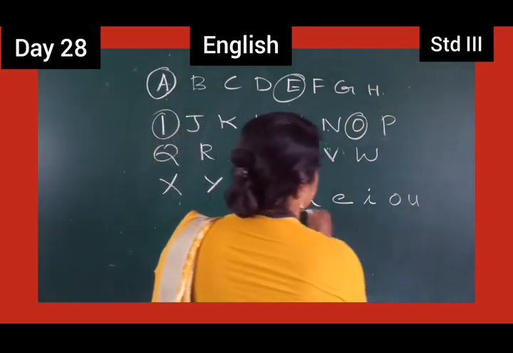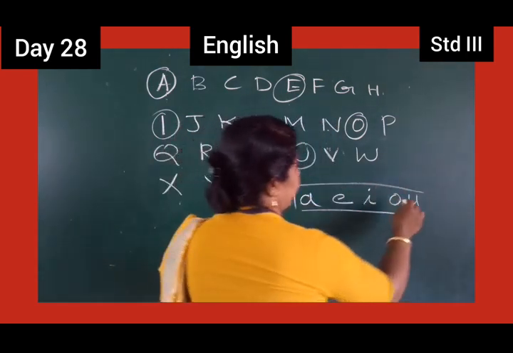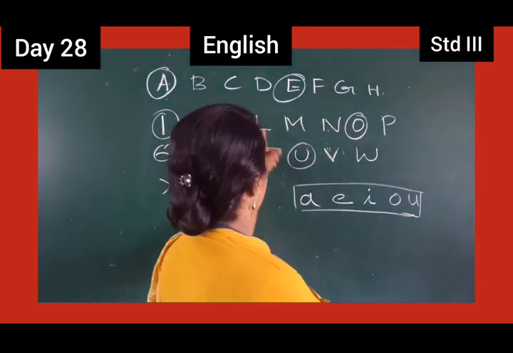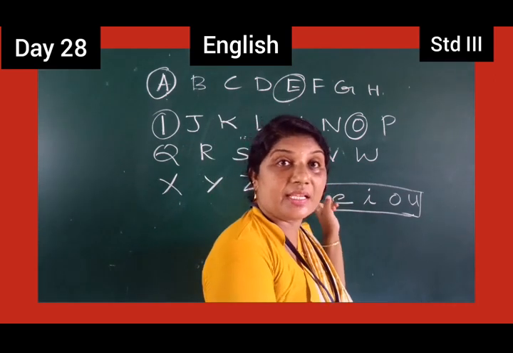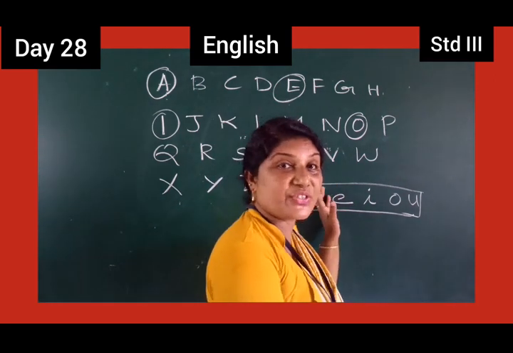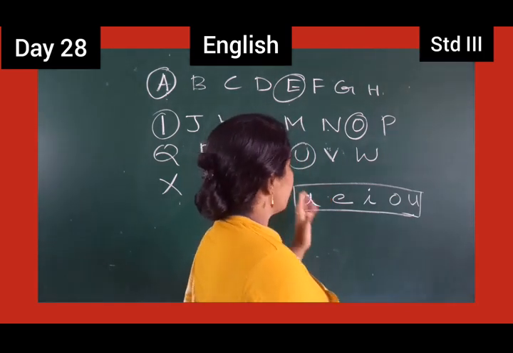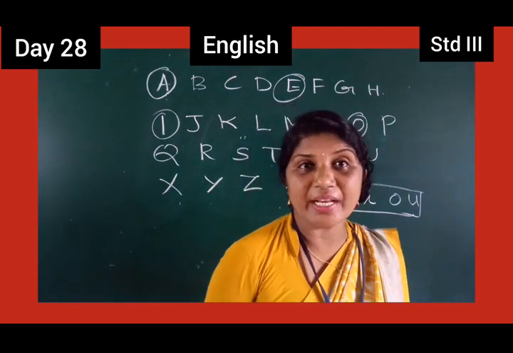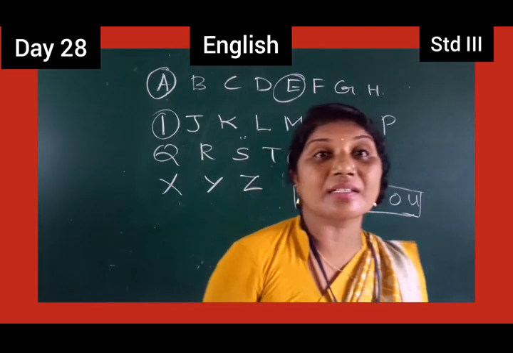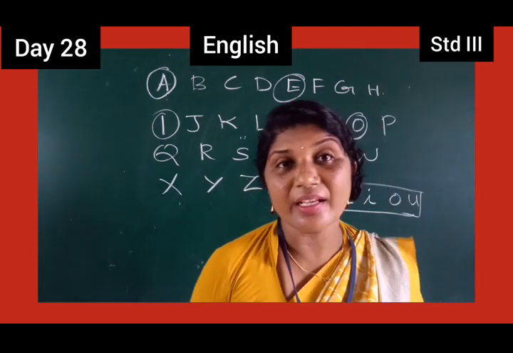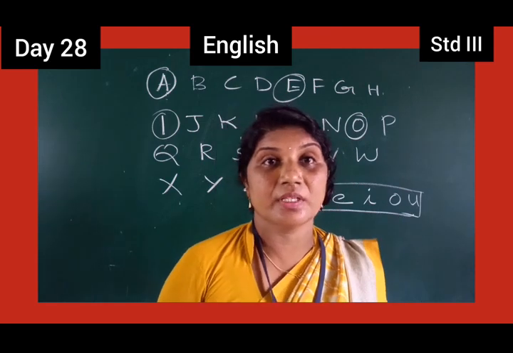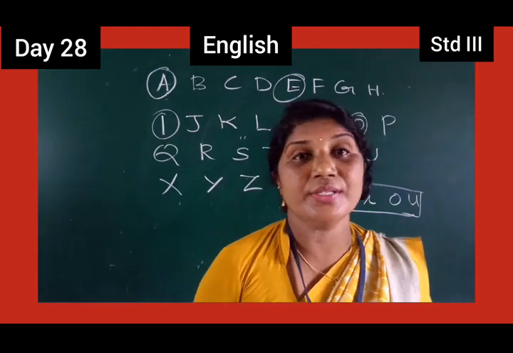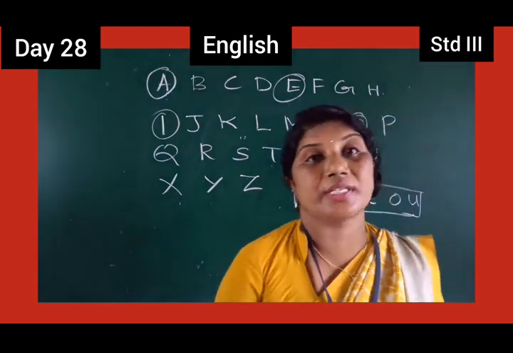Children, these you already learned last year, in the second standard. So here A, E, I, O, U, 26 letters are there in the English alphabet. In these letters, A, E, I, O, U are vowels. Then the rest of the letters are called consonants. Right, children? Already you learned in the previous year.